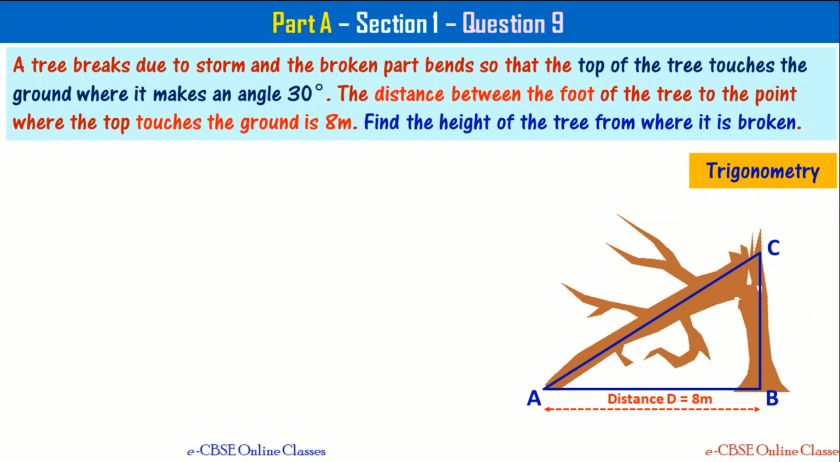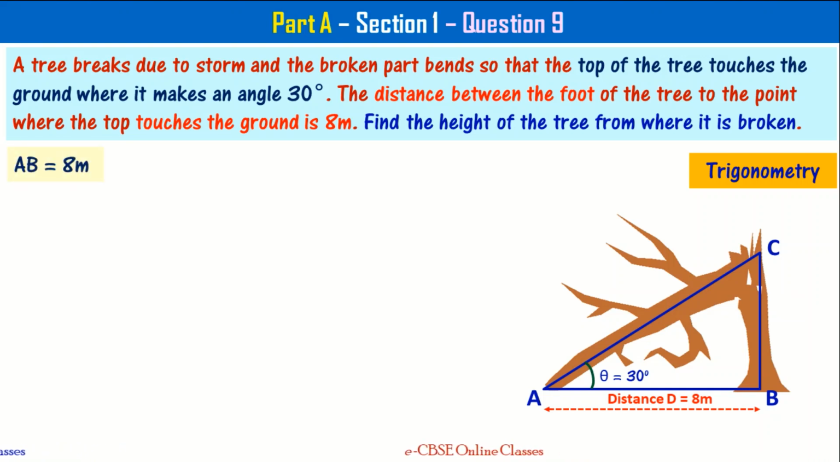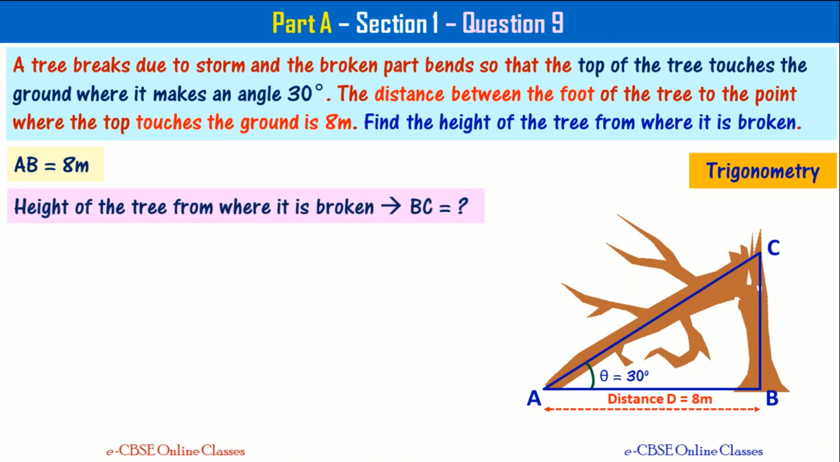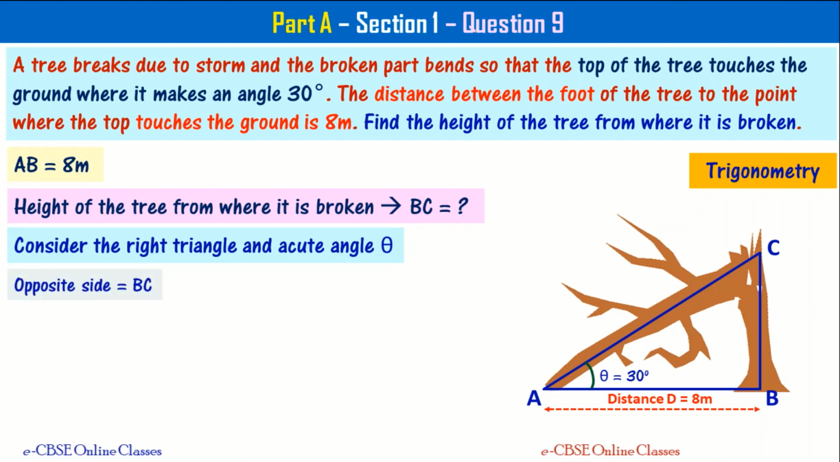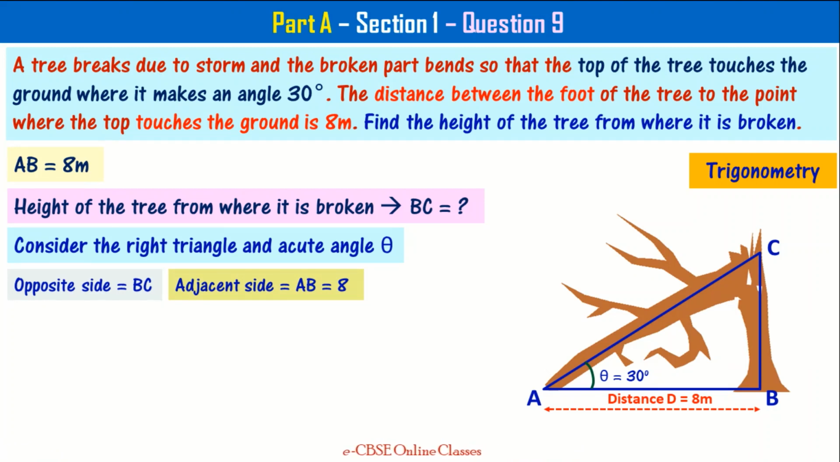If you draw a right triangle out of the figure given, you see that AB is 8 meters and angle A, that is theta, equal to 30 degrees. And the height of the tree from where it is broken is shown using BC, and that is not known. We have to find it out. Let us consider the right triangle given and acute angle theta. For the acute angle theta, the opposite side is going to be BC and the adjacent side is going to be AB, right?